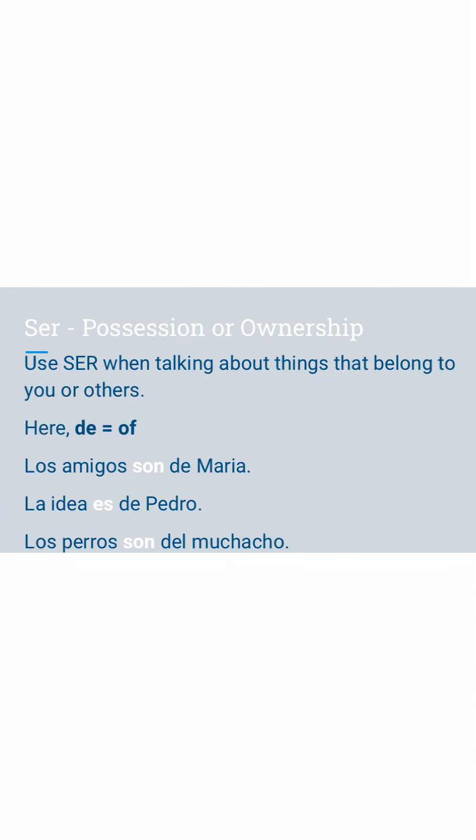Okay. All right, another one, possession or ownership. This is a little interesting. If you are saying anything as in, this is mine, or my things, or your things, those are the things that we're implying when we talk about possession or ownership. And again, we see that de is meaning of.